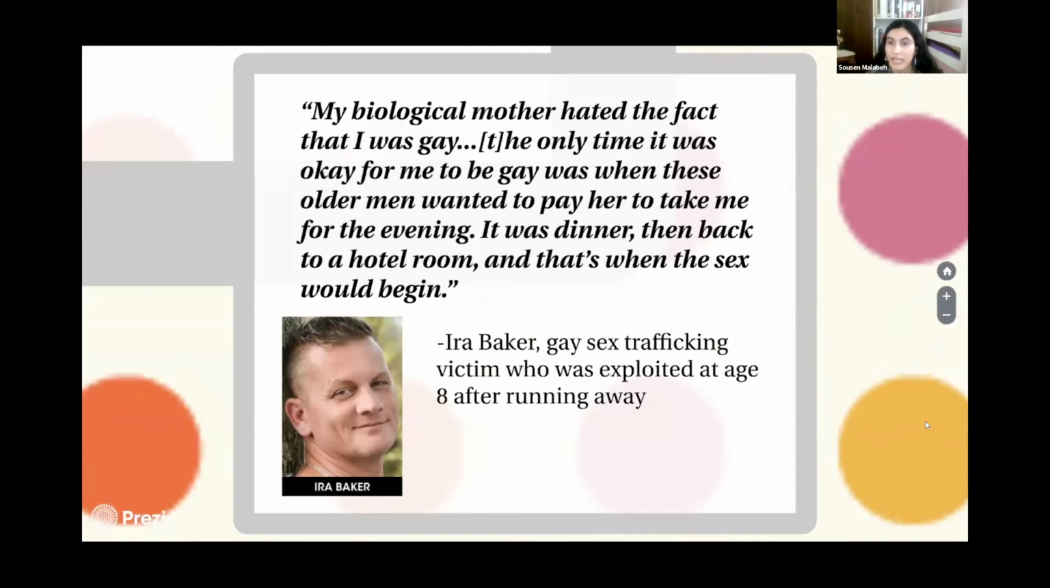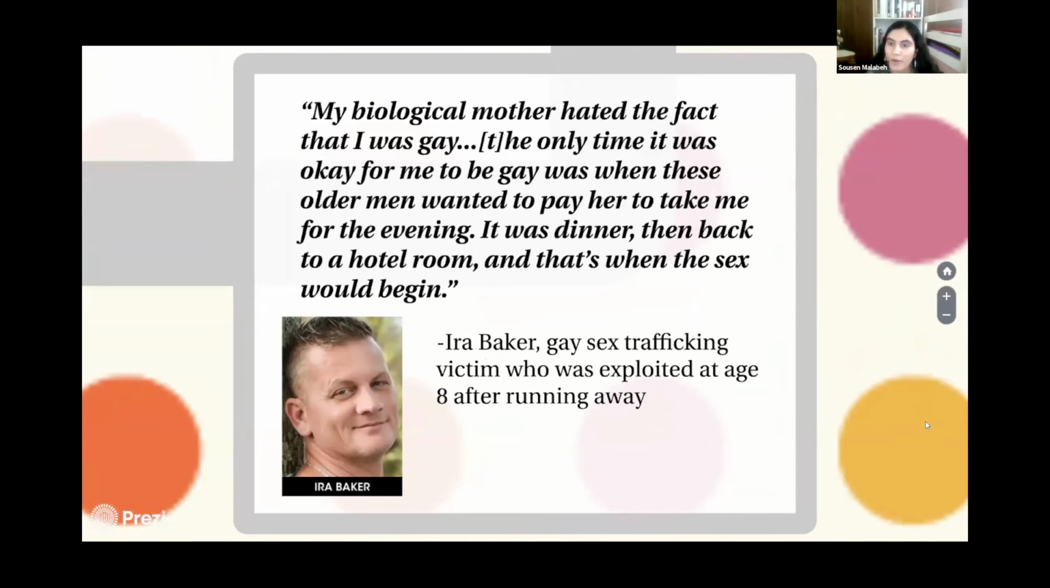Ira Baker was sex trafficked at the age of 8. And he says, "My biological mother hated the fact that I was gay. The only time it was okay for me to be gay was when these older men wanted to pay her to take me for the evening. It was dinner and then back to a hotel room, and that's when the sex would begin."